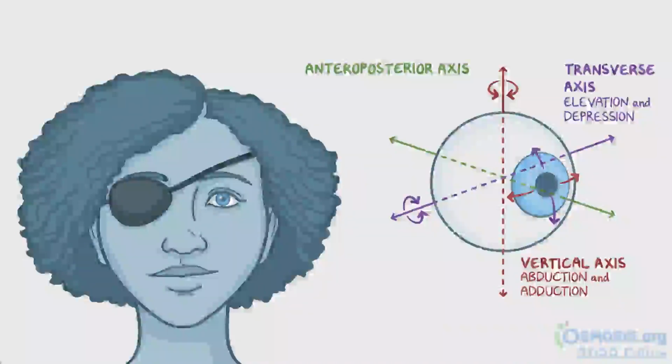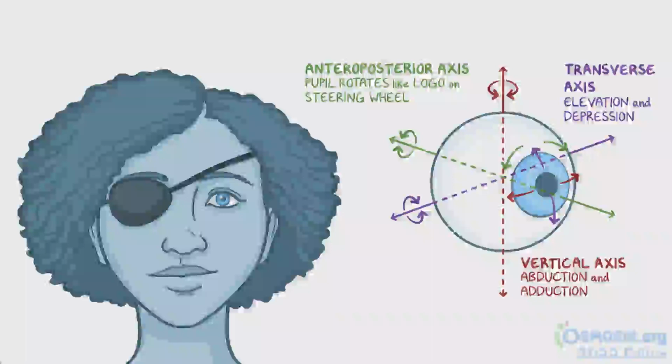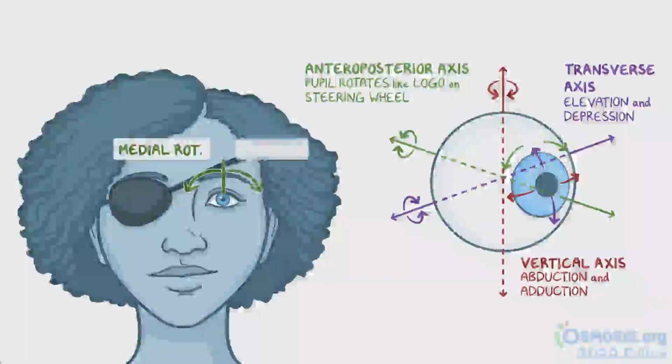Now, when moving along the anteroposterior axis, the pupil doesn't actually move anywhere, but it rotates, kind of like the central logo of a car's steering wheel when you turn right or left. This allows us to keep seeing straight when we tilt our heads. When the superior pole of the eyeball moves towards the nose, it's called medial rotation. When it moves towards the temporal region, it's called lateral rotation.